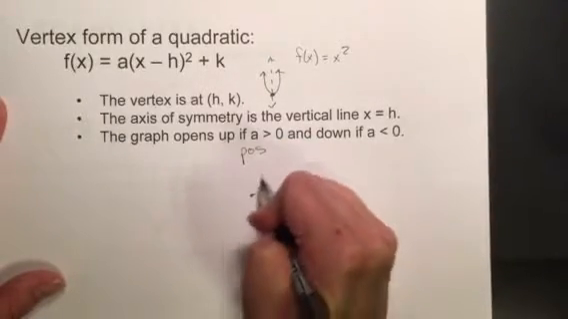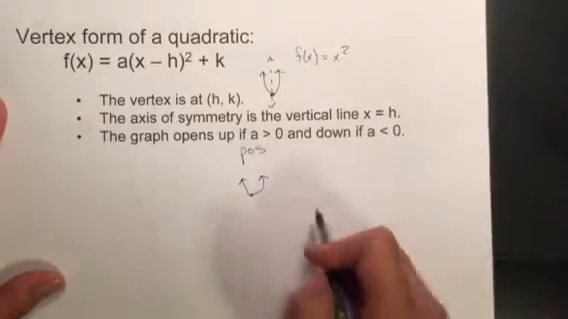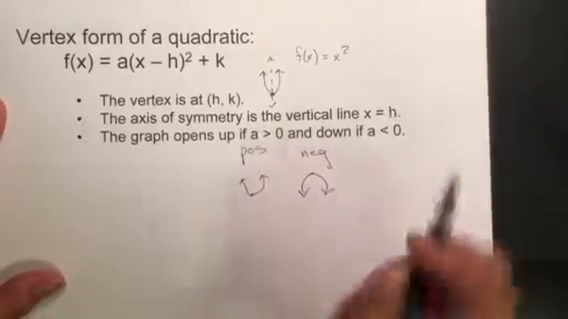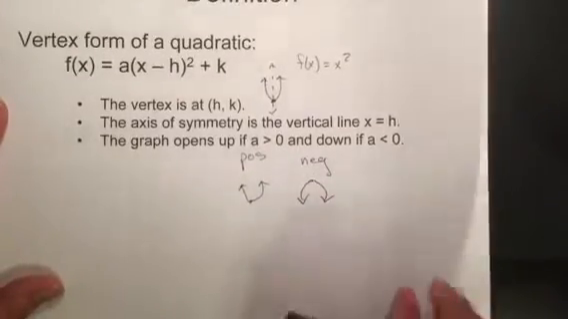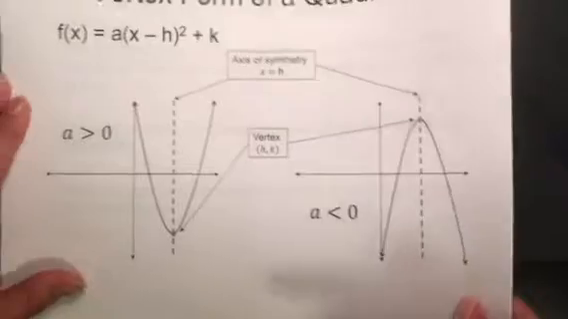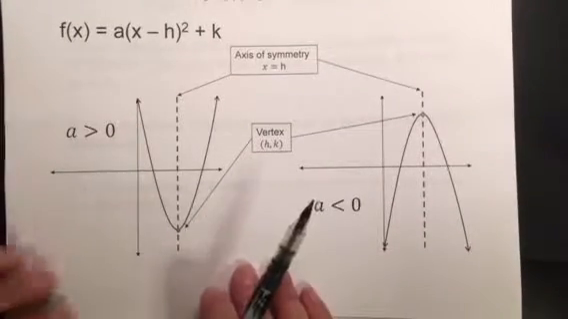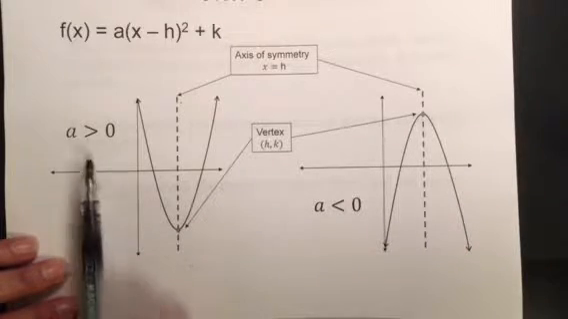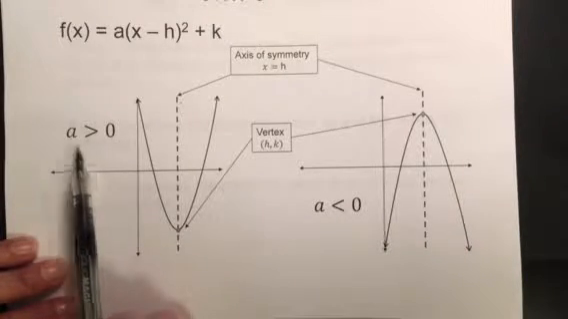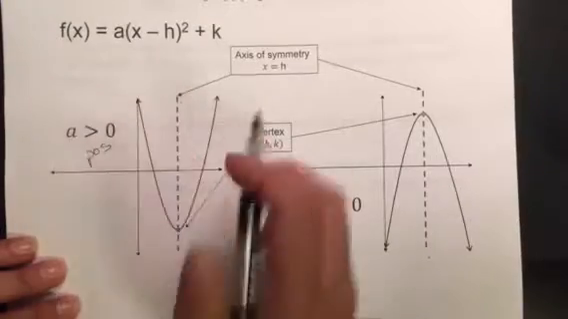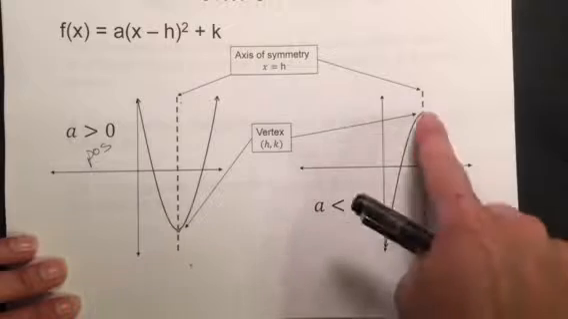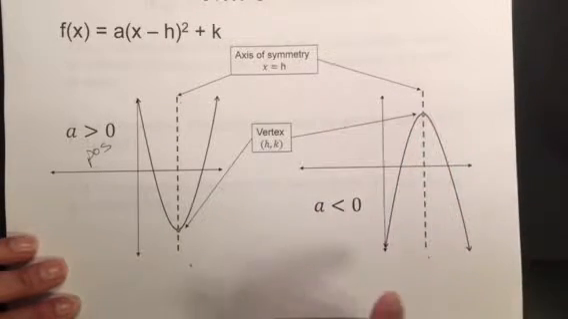The graph opens up if a is positive. So if a is positive, the graph will look like such. If a is negative, the graph will look like such. Here are better drawings than my drawings. You've got your axis of symmetry in the middle. Here's an example of a is greater than 0, or positive, and you have the parabola opening up. And here you have a is less than 0, and so you have the parabola opening down.